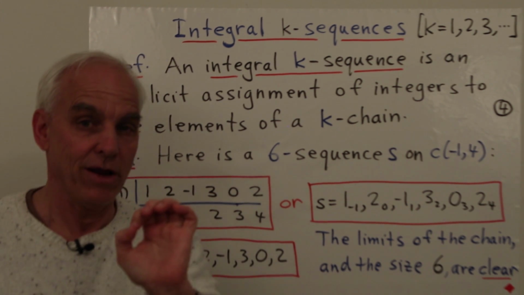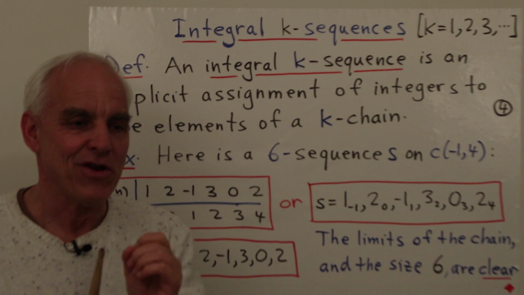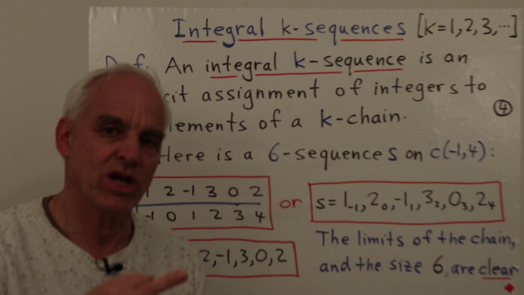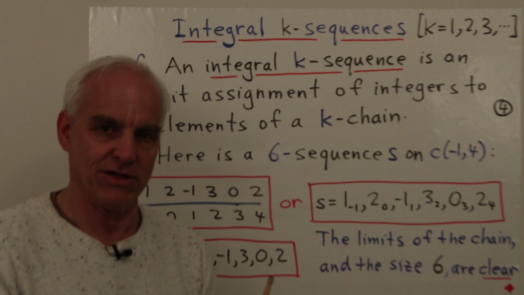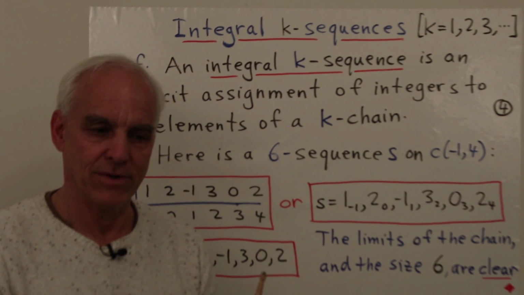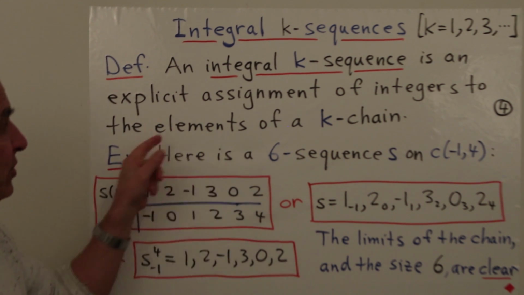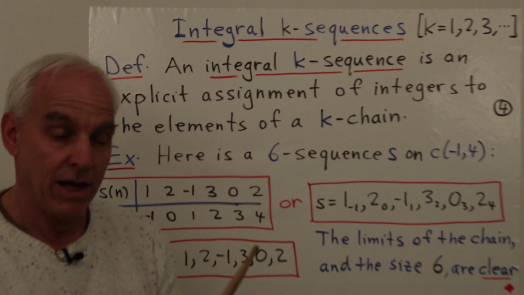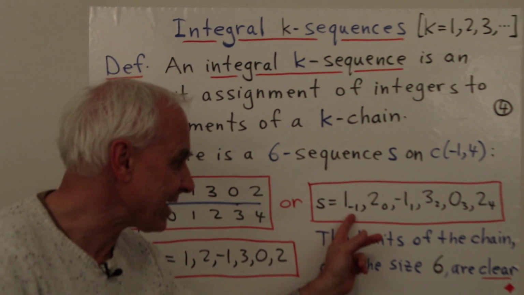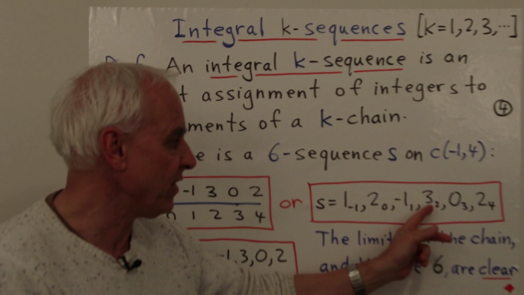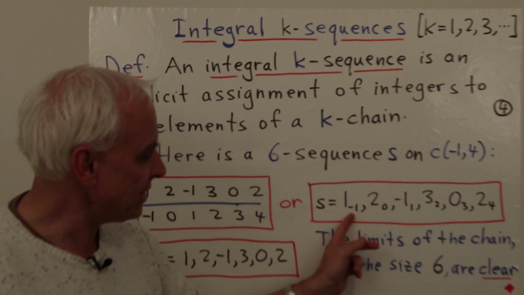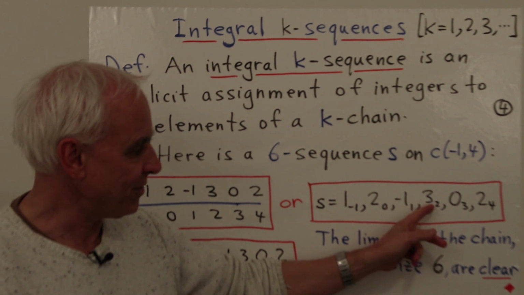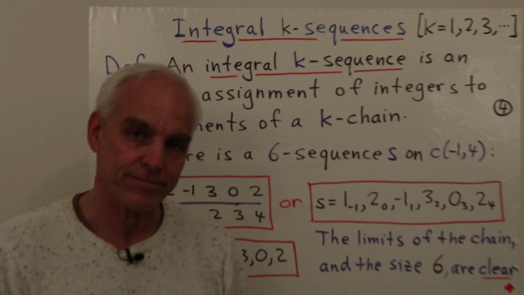But in addition, we want to know not just what the elements are and their order, but also which integers they're associated to. So a sequence is an assignment of integers to the elements of a chain, and we want to be able to see the chain. In particular, we want to know what the indexing is that each one of these elements has. So you see that I'm putting a subscript here: -1, 0, 1, 2, 3, 4.